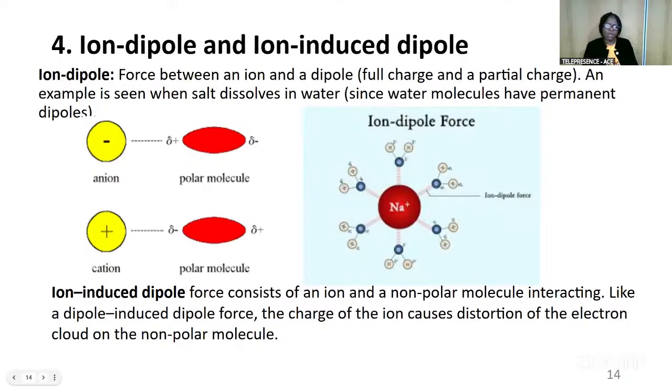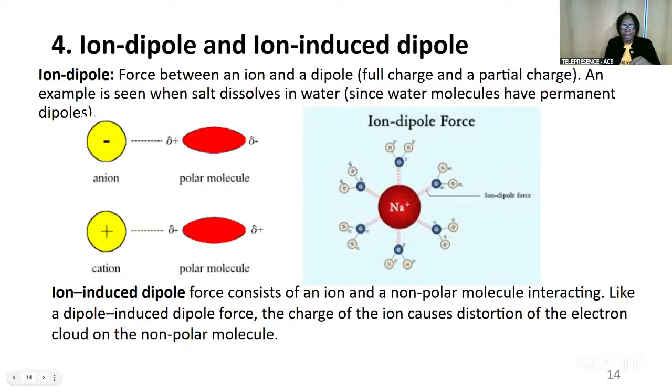Now, you can also have ion-dipole and ion-induced dipole. In this case, you have an ion. How do you form an ion? You form an ion through the loss or gain of an electron. So they are in a different class than those that have permanent dipoles. Because for those that have permanent dipoles, it's due to differences in their electronegativity. But the ones that are ions is because they have lost an electron or they have gained an electron.